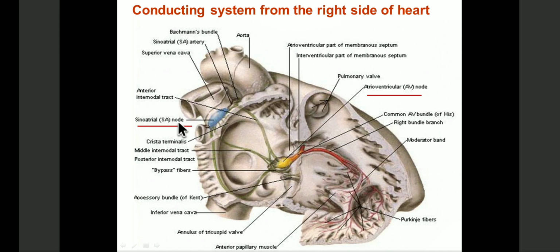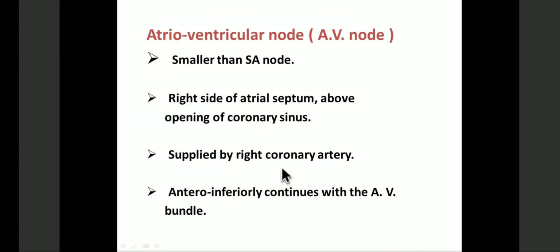So you can see the SA node is located externally at the upper end of the sulcus terminalis, which was basically connecting the right border of the superior vena cava and inferior vena cava. On the inside was the crista terminalis. Between the smooth part and the rough part, at the upper end of this is the SA node. The AV node is located in the region of the interatrial septum, just below the opening of the coronary sinus. Anteroinferiorly, this AV node continues with the AV bundle of His.